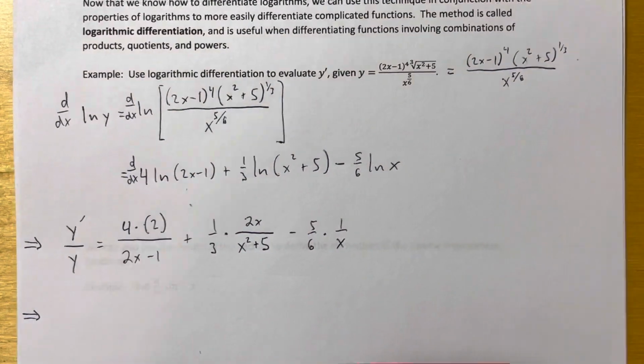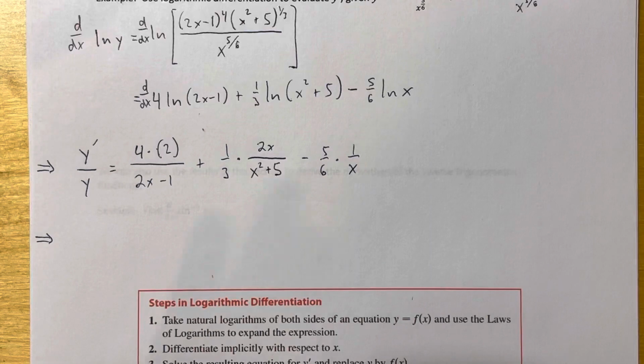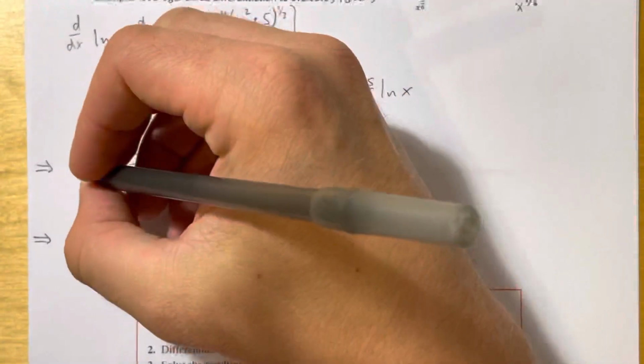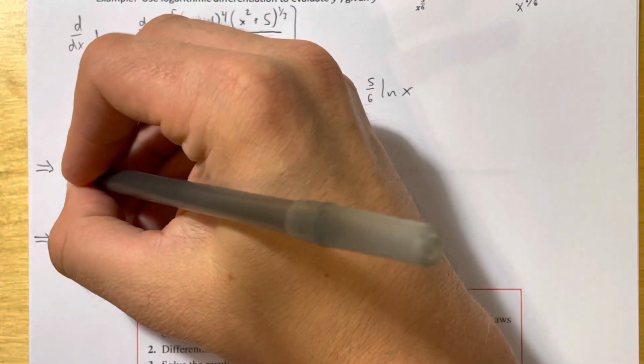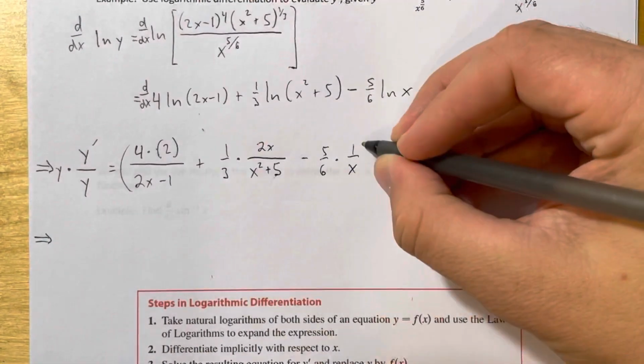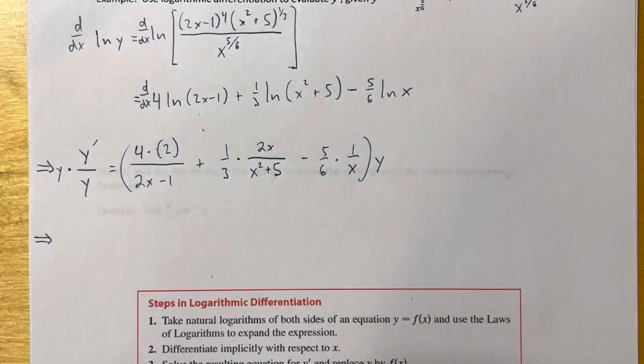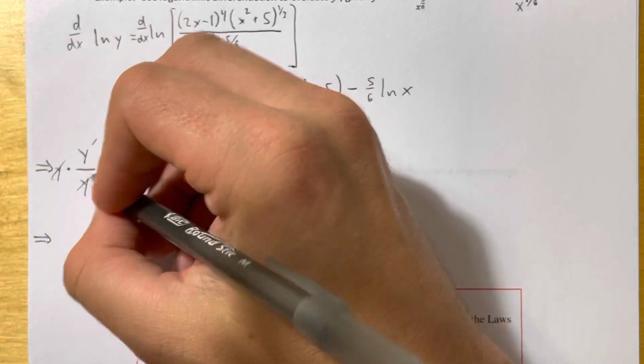Finally, I don't want y prime over y, I want y prime. Okay? So what I would be doing is multiplying both sides of this thing by y to cancel this y out right here.